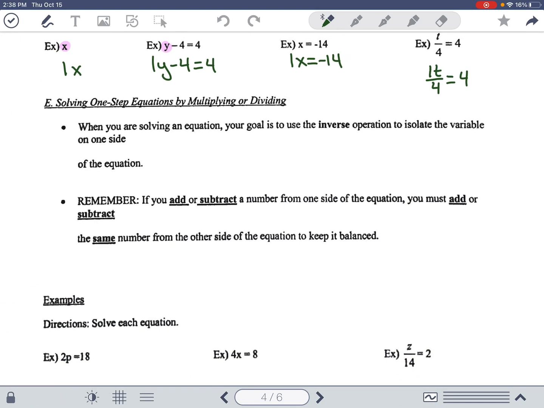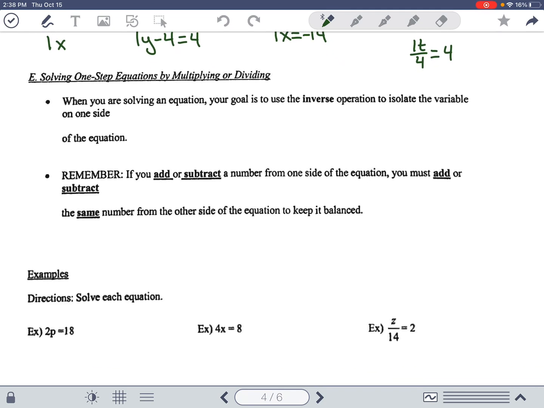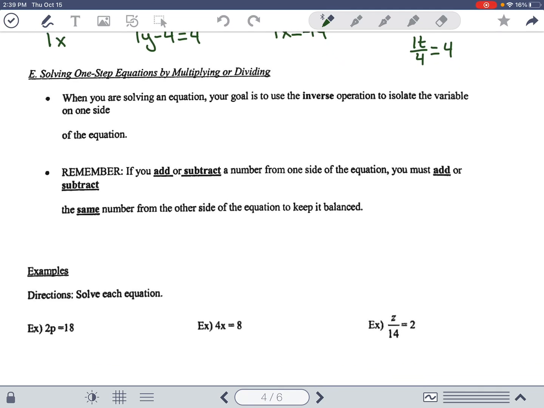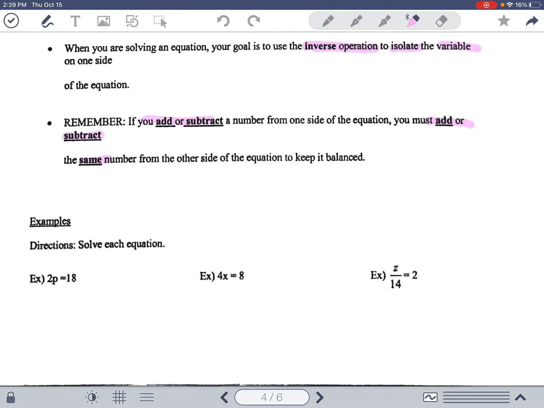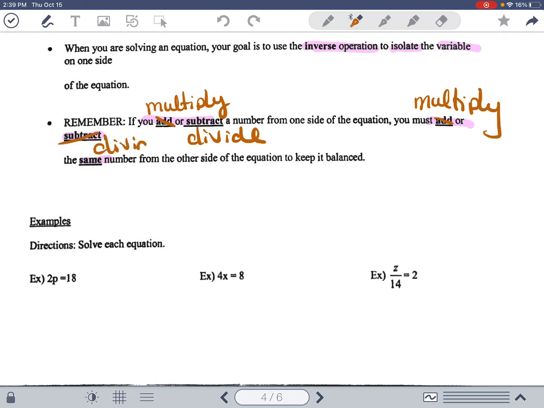We've solved some equations using addition and subtraction. Now we're going to use multiplying and dividing. So your goal is to always use the inverse operation to isolate the variable. Remember, if you add or subtract, you must add or subtract the same number on the other side, from both sides of the equation, to keep it balanced. So let's try a few of these. We should say when you multiply or divide, you must multiply to the other side or divide to the other side. Missed that. There we go.